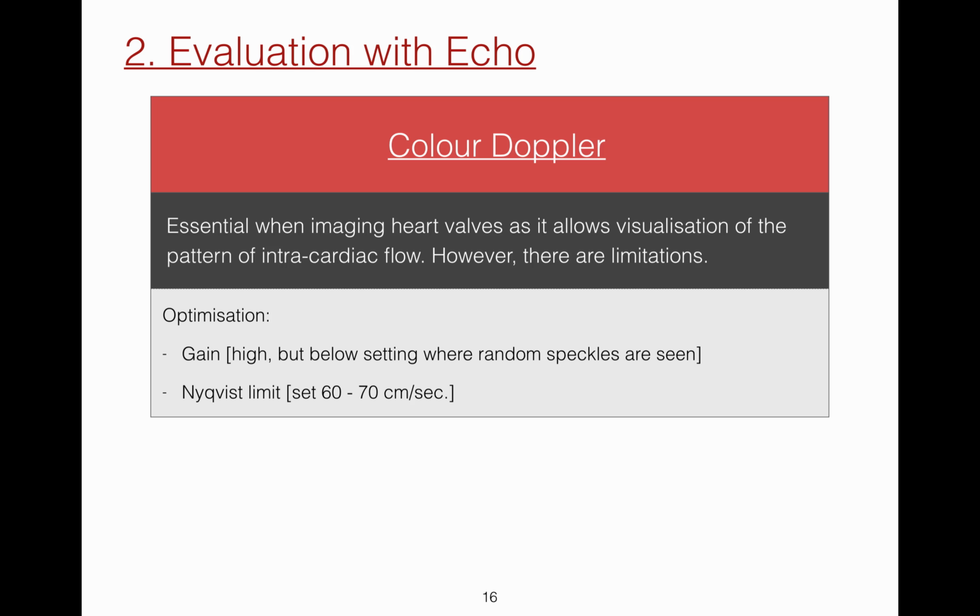As colour allows patterns of intracardiac blood flow to be seen, colour Doppler is an essential mode when evaluating heart valves. However, like the other Doppler modes, colour does have limitations, and there are two of particular importance when imaging heart valves: gain and signal aliasing. When optimizing gain settings, it's important to aim for a setting that is high, but not so high that random speckles are seen. That is, colour speckles in regions where colour shouldn't be seen.